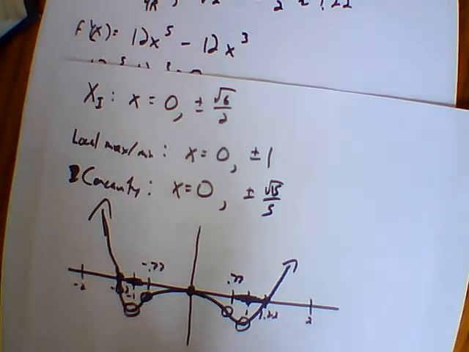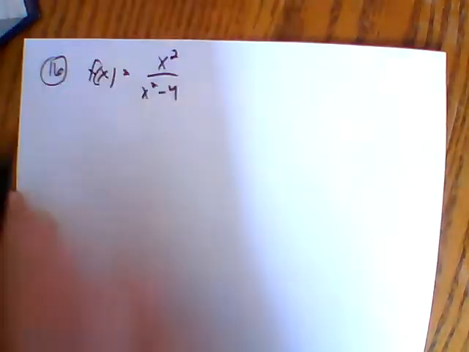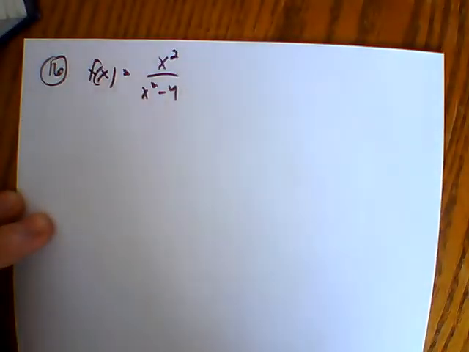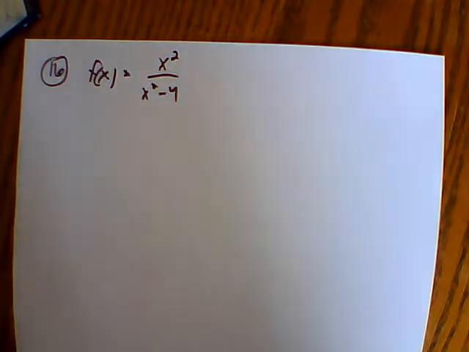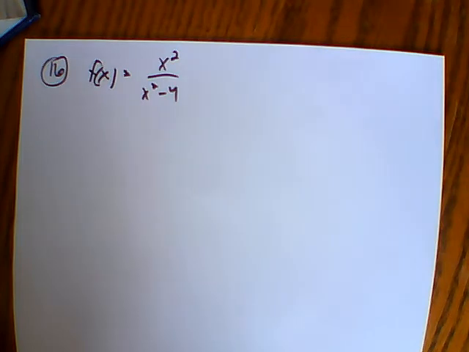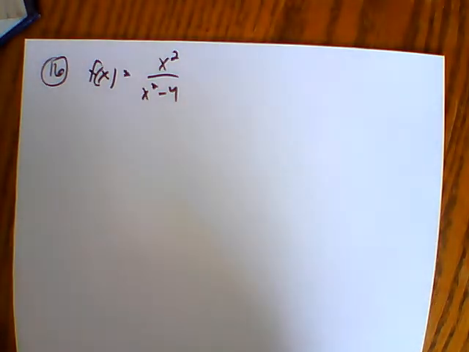Let's take a little bit more in depth. Once again, let's look at number 16 for graphing purposes. Okay, so number 16 here talks about f of x equals x squared over x squared minus 4. Here we're going to go through our full guidelines for graphing rational functions, and then we're going to determine what's going on.